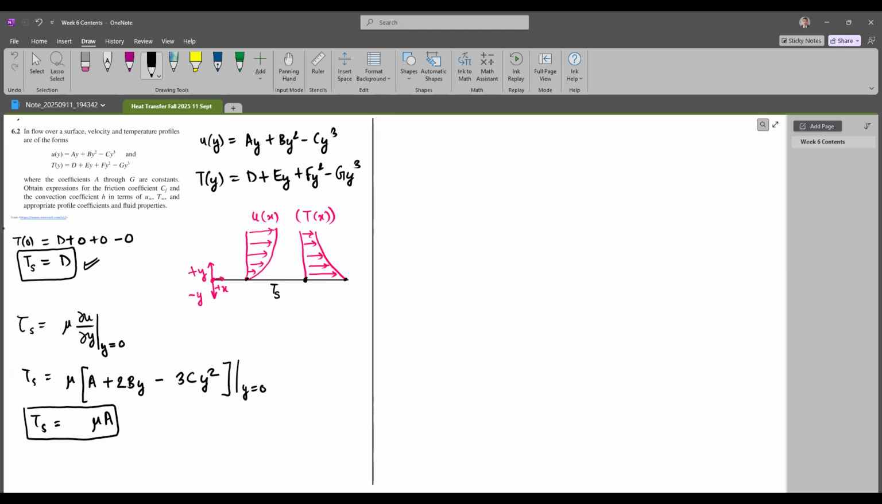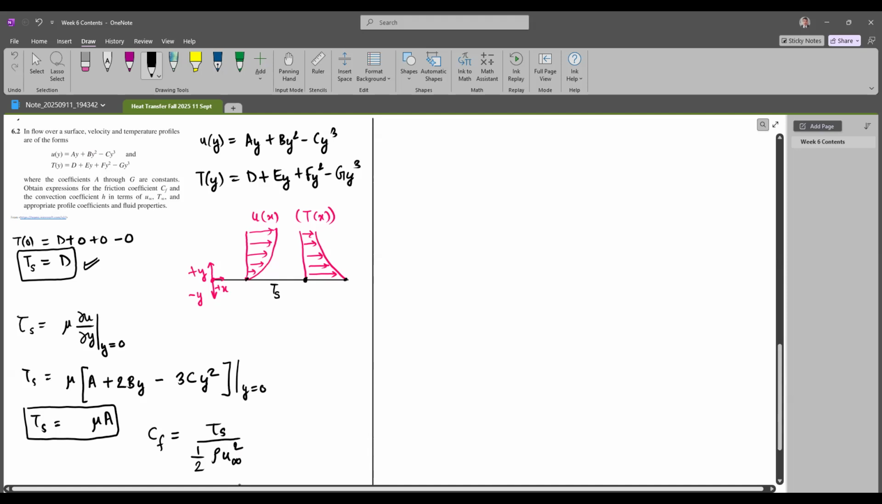Now, what is friction coefficient? Cf is tau s over half times rho times u infinity square. Can we use rho? Yes, because it says fluid properties we can use. Can we use u infinity? Yes. Can we use tau s? No, we have a better expression for that, which is mu times a. So what we are getting for Cf is 2 times mu a over rho times u infinity square. This is the friction coefficient. So we got one part done. Coming to the second part of the problem.